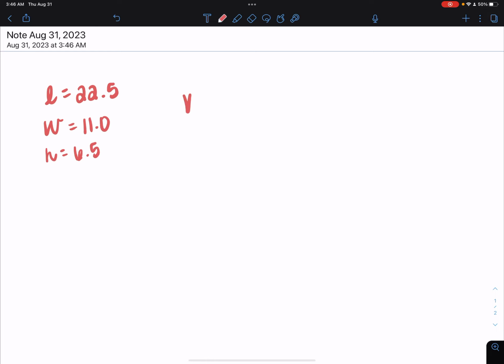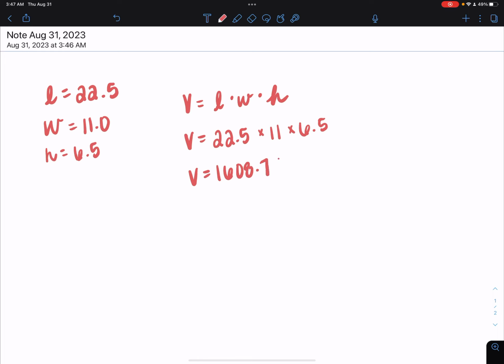So if we're trying to find volume, that's length times width times height. So we're taking 22.5 times 11 times 6.5. I'm going to use my calculator to do this. And I'm going to get that my volume is 1,608.75.